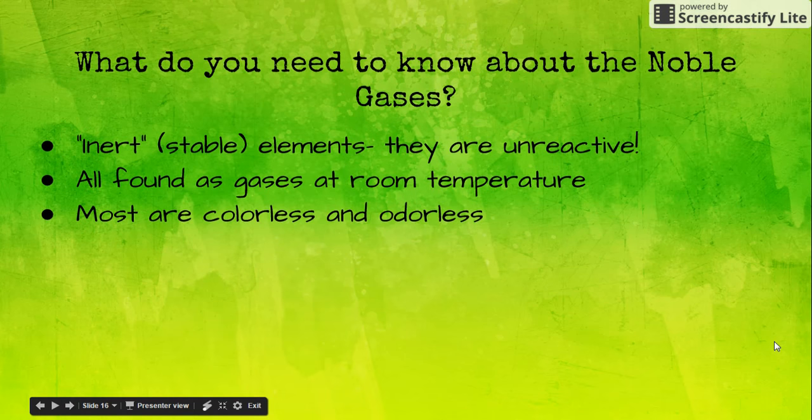Okay, so here are our notes. They are what we call inert, which means they're stable, which means they're super unreactive. They like to hang out by themselves, and they don't bond very, very often with other types of elements. They like to stay by themselves. All of them are gases at room temperature. That's why they're called the noble gases. Get it? They're all gases at room temperature. And most of them are colorless and odorless. So pause if you need to take notes or finish taking notes on your noble gases.